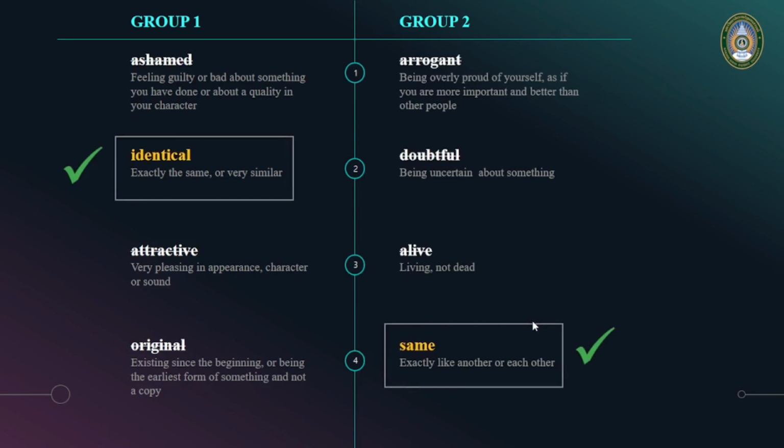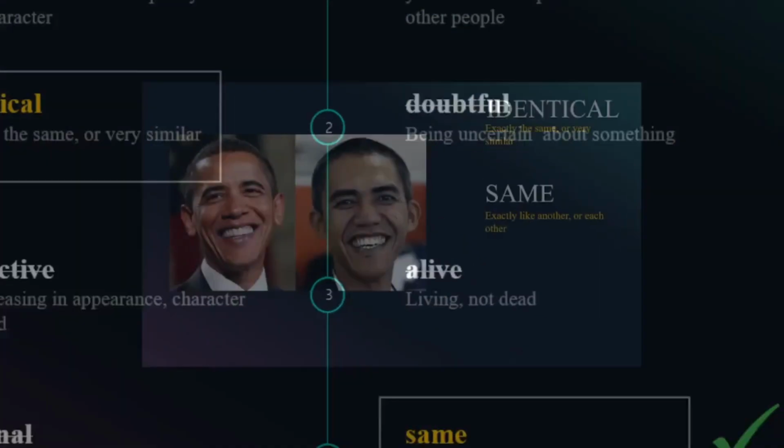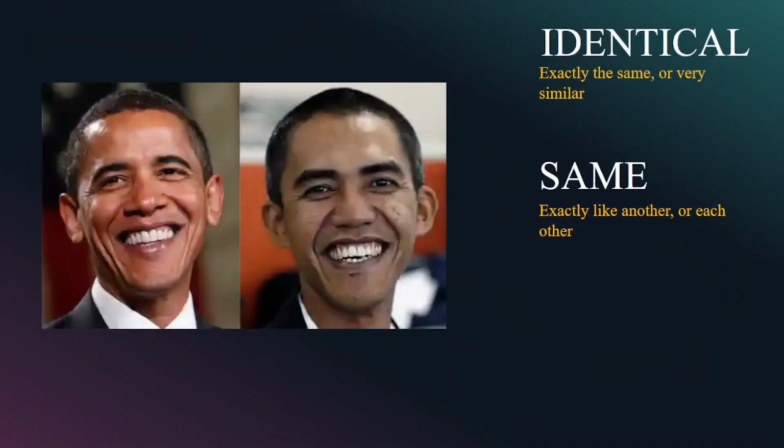So we have identical and same. Now, identical, exactly the same, or very similar. Same, exactly like another, or each other. So you can see in this picture, this is an example, by the way, Mr. Barack Obama, the former president of the United States, on the left, and there is another man next to him who looks very much like him.